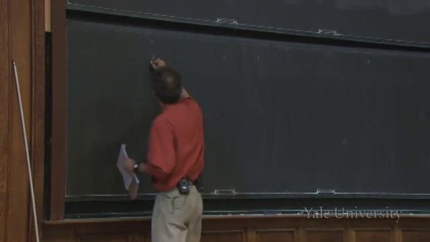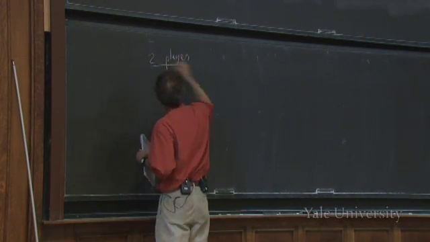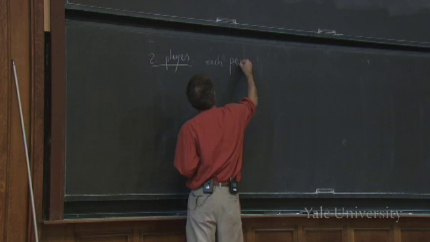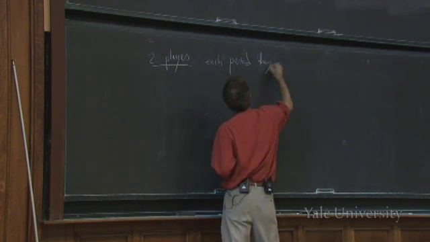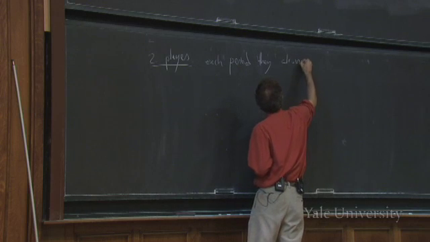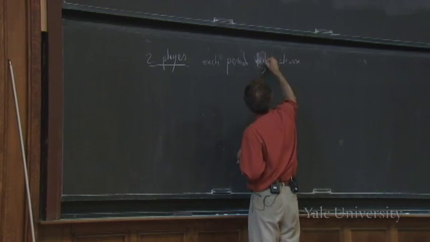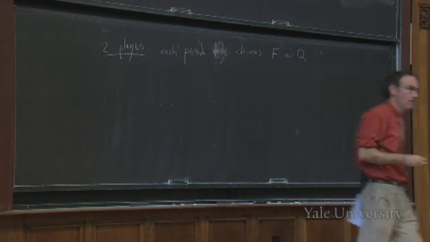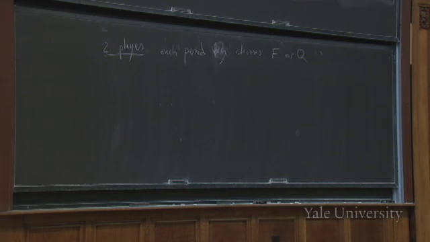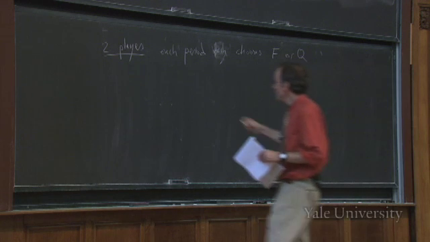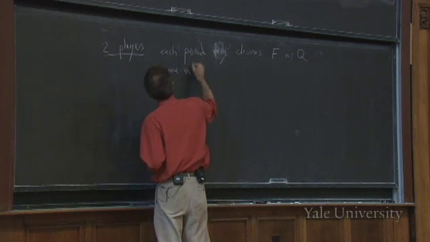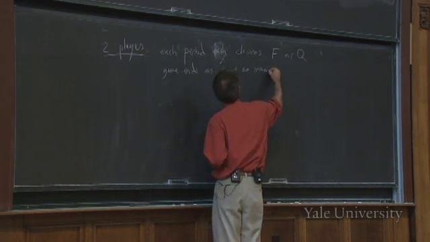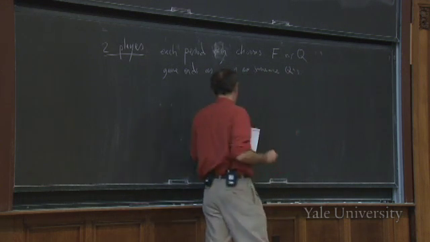The game's going to involve two players. And in each period, each chooses whether to fight or to quit. All right, so F means fight and Q means quit. And they make this choice simultaneously. All right, and the game ends as soon as someone quits.